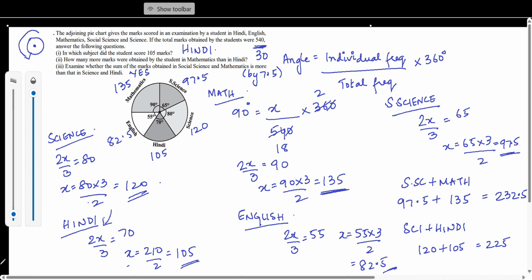If you see, the mathematics is 90. So when you look at it, of 360, 90 is 1/4. It is 1 quadrant. So since the angle is 90, it automatically means the mark obtained in math should be 1/4 of the total mark. 540 is the total. When you divide it by 4, you get it to be 135, which means our calculation is right. These are small quick checks that you can do to make sure that your answer is right.